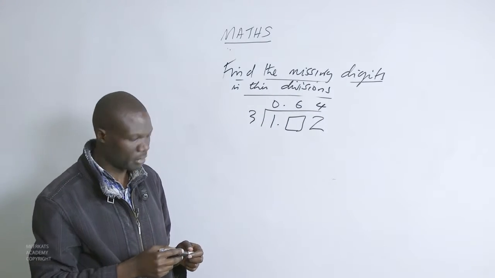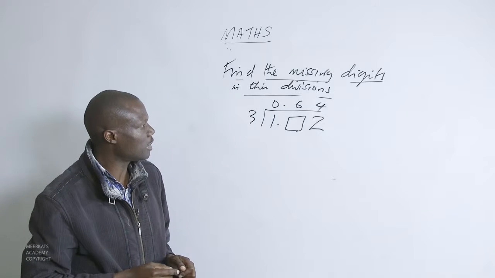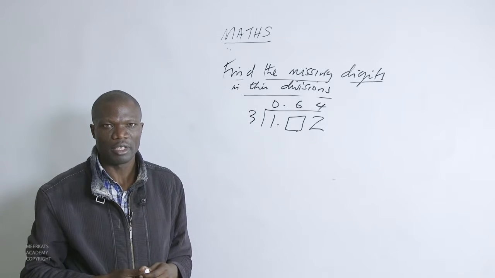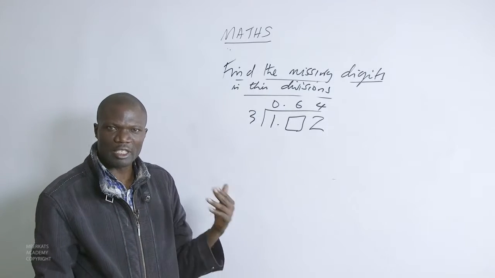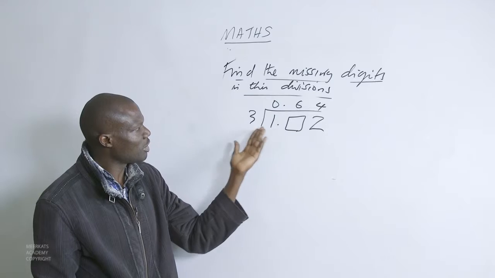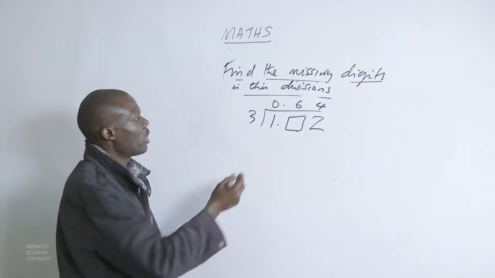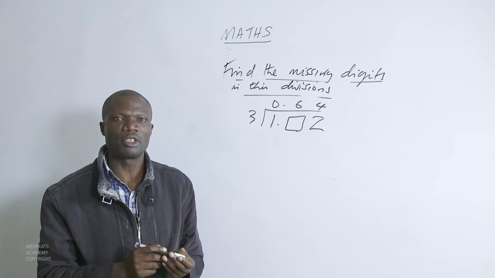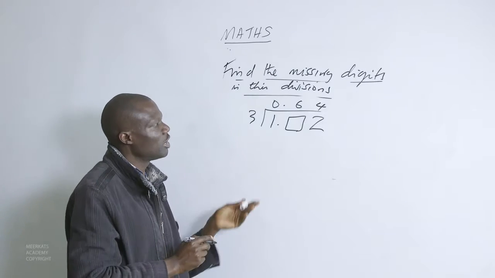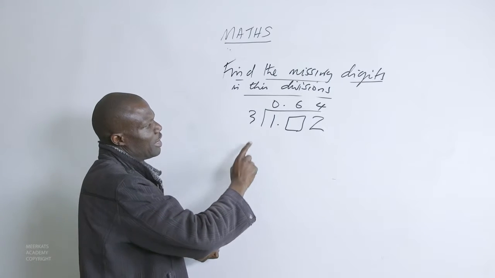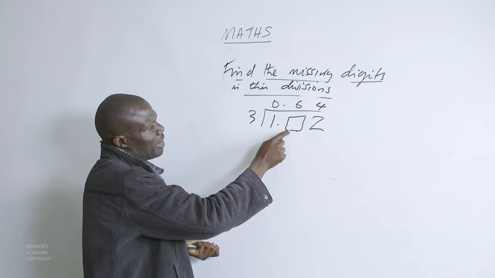That's what we have. 1.-2 divided by 3 is 0.64. To fill this just normal ordinary way, we go the way we always carry out our divisions. So 1 divided by 3 is not possible. It cannot go into 3. So we put a 0. Having put a 0 here, we have a number that remained here.